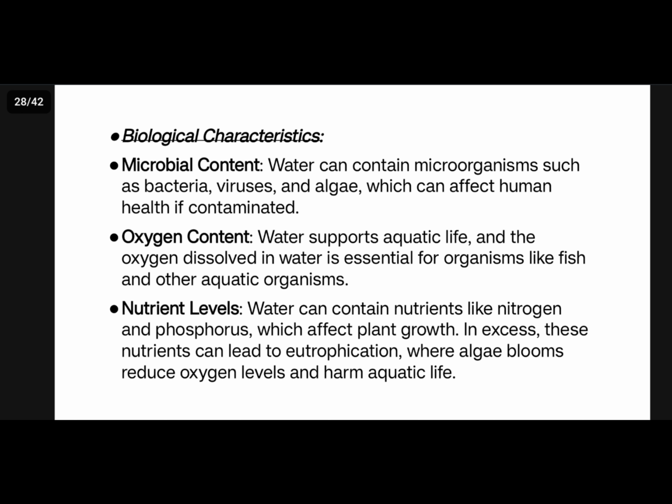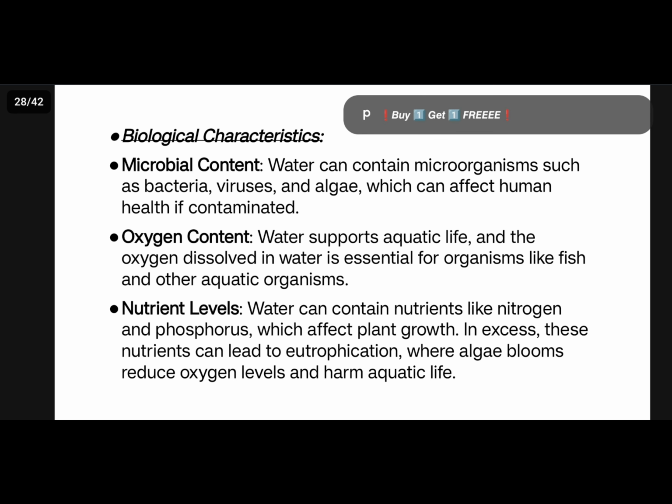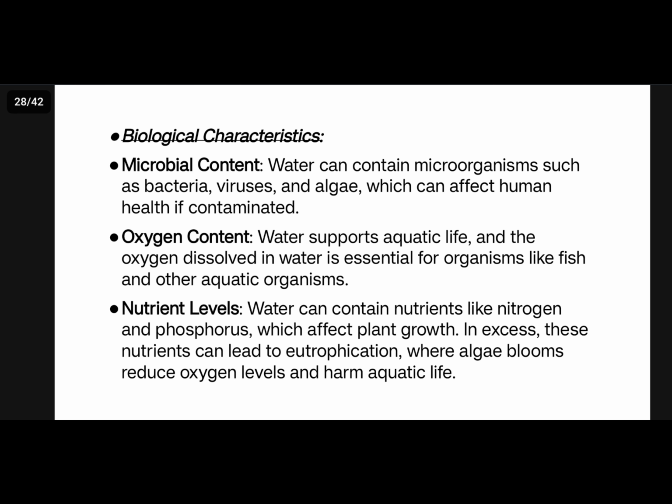Microbial content. Water can contain microorganisms such as bacteria and viruses, which can affect human health. Humans can be affected by various waterborne diseases like typhoid and cholera. Oxygen content. Water contains oxygen. If the oxygen is reduced, it is very difficult for aquatic life and aquatic animals to survive. So the oxygen content in water is very important for aquatic life, aquatic plants and aquatic animals.